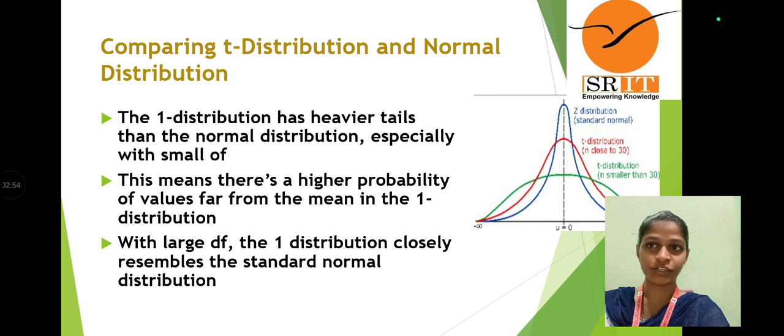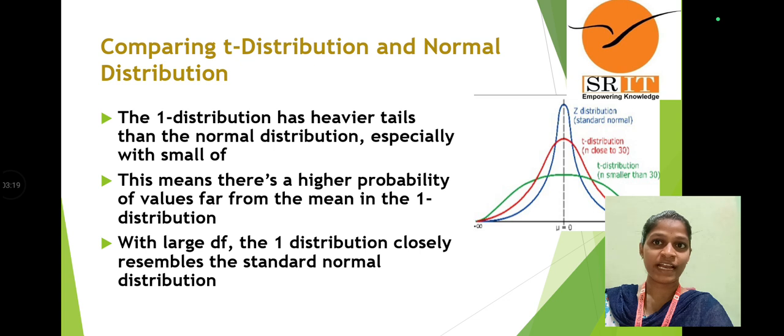Comparing T distribution and normal distribution, the T distribution has heavier tails than the normal distribution, especially with small degrees of freedom. This means there is a higher probability of values far from the mean in the T distribution. With a large df, the T distribution closely resembles the standard normal distribution.